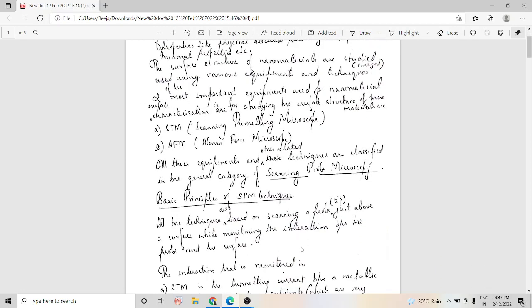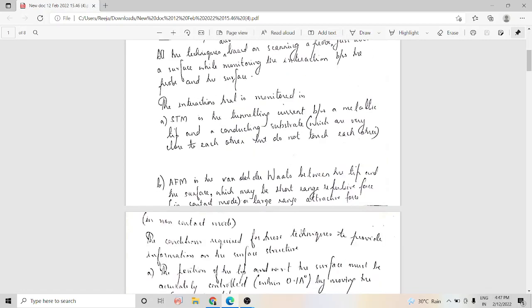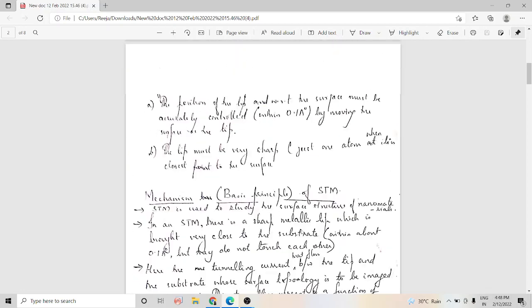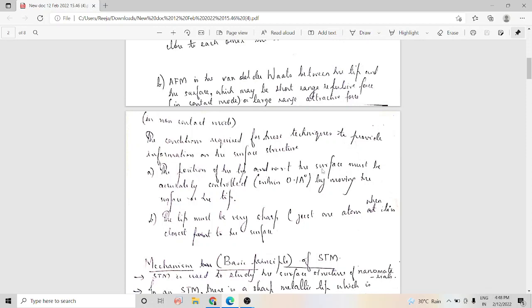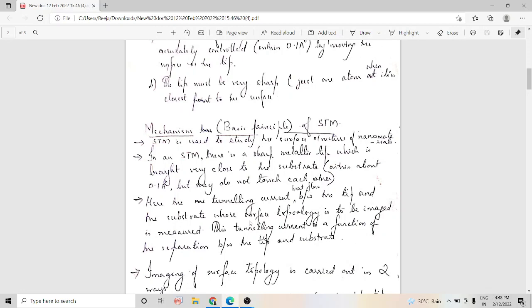According to the scanning probe microscopy technique, there is a probe or a tip which moves over a surface, and by monitoring the interaction between this probe and the surface, which may be a current flow or a particular kind of force, whatever be the interaction, that is measured, and the surface topology is studied. Now, in a scanning tunneling microscope, it is the tunneling current between the tip and the substrate that is measured, whereas in AFM, it is the van der Waals force between the tip and the surface that is measured. Now, for these instruments to work properly, two conditions must be maintained. One is the position of the tip with respect to the surface must be accurately controlled, and the tip must be sharp.